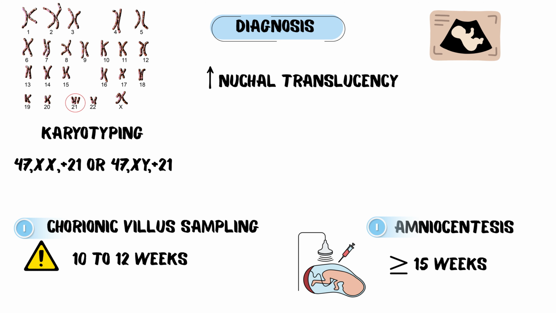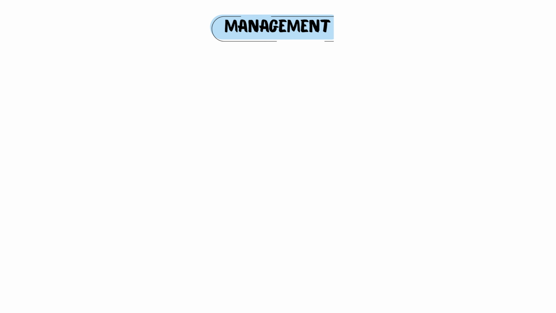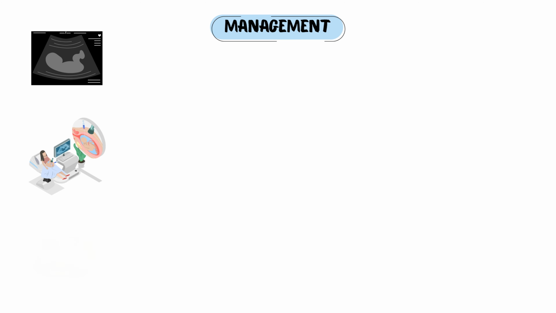Increased nuchal translucency, decreased PAPPA, elevated beta-HCG, and decreased alpha-fetoprotein are classic early findings. Management focuses on surveillance, early intervention, and treating complications because there is no cure for the chromosomal abnormality itself.